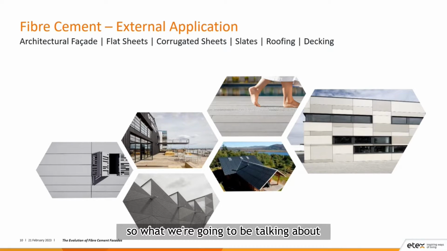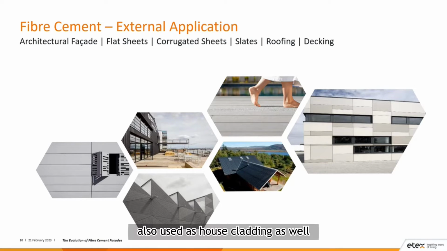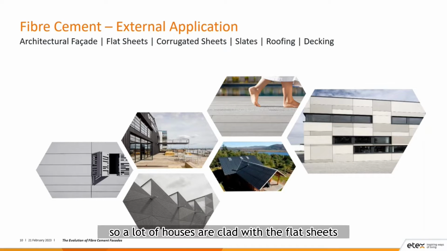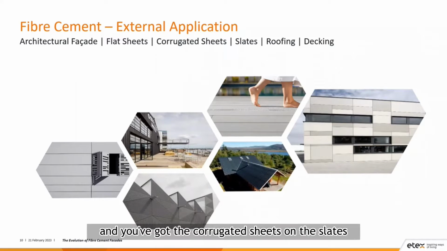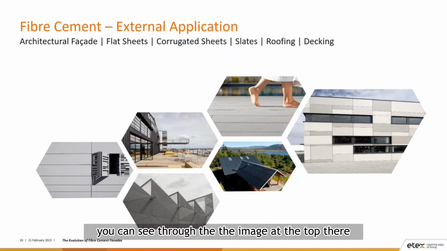So what we're going to be talking about predominantly today is architectural facades. But you've also got flat sheets, which are used in a lot of eaves linings and soffit linings in Australia. Also used as house cladding as well. So a lot of houses are clad with the flat sheets. And you've got the corrugated sheets and the slates, which are used predominantly for roofing in Europe. And then you've got the decking panels as well. Through our sister company, Cedral, they manufacture fibre cement decking. You can see through the image at the top there.